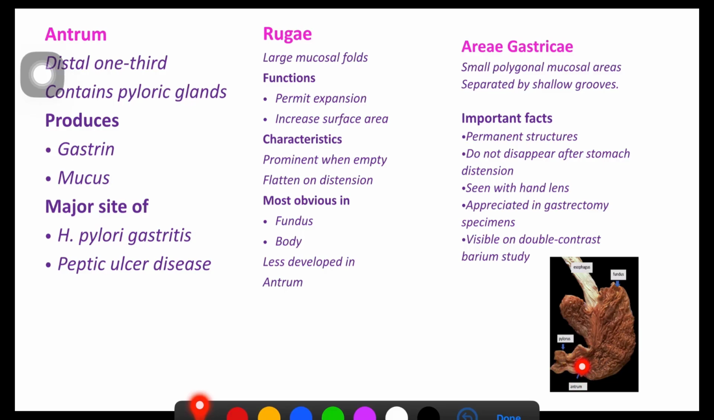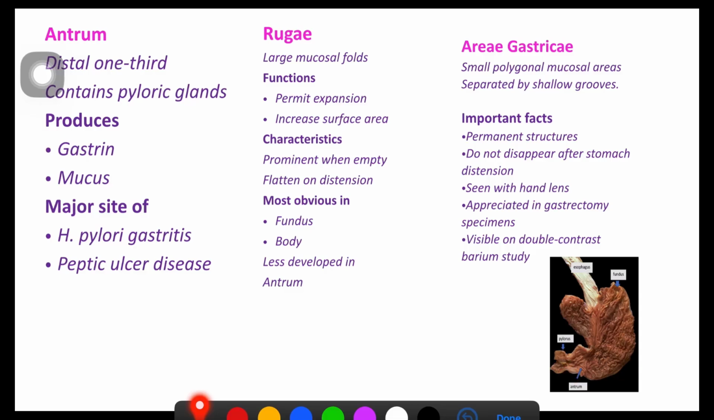Pylori gastritis as well as peptic ulcer disease. Now rugae, these are the large mucosal folds. They permit expansion and increase surface area. They are prominent when the stomach is empty but flattened on distension, and most obvious in the fundus as well as body part, but less obvious in the antrum part.